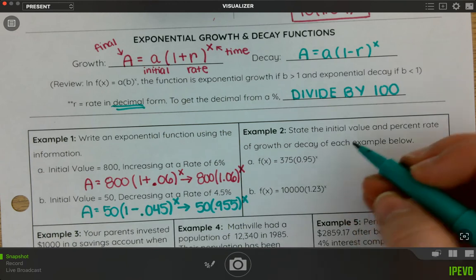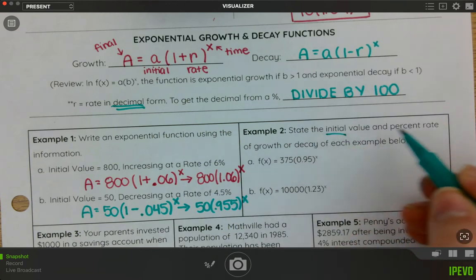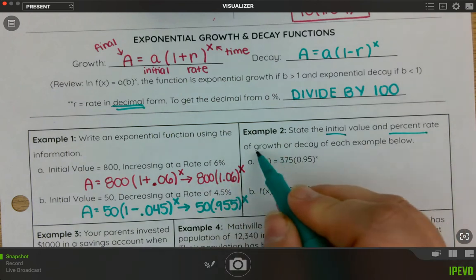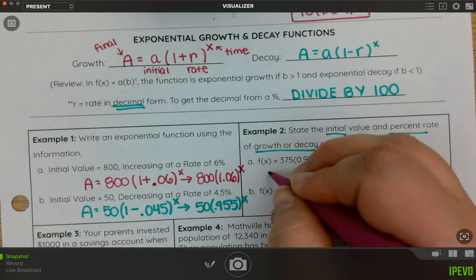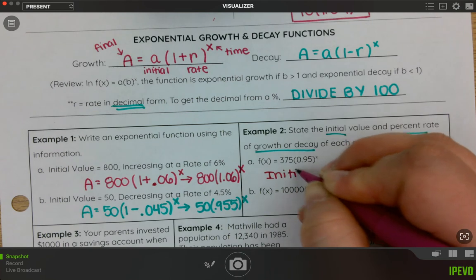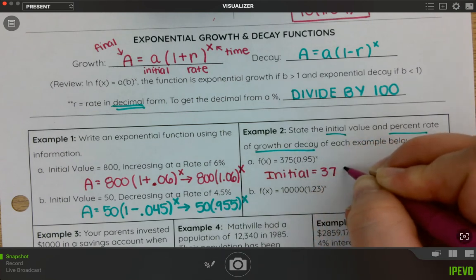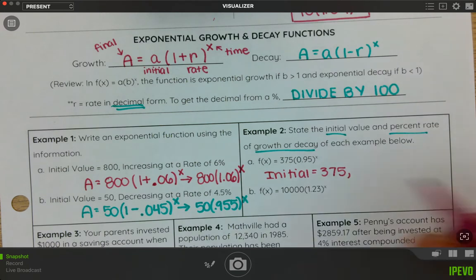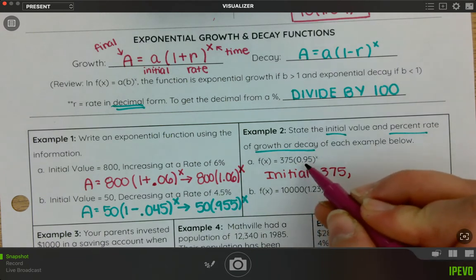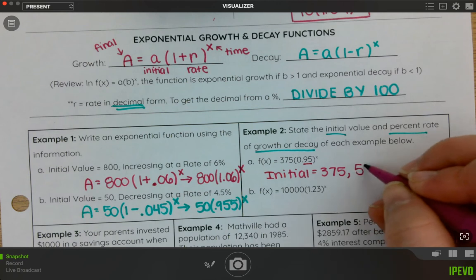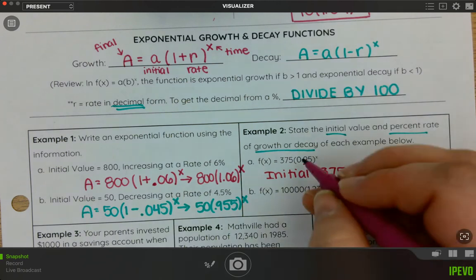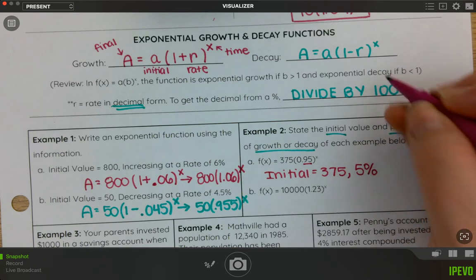And then over here, we're going to do 3 things. State the initial value, the percent rate, and whether or not it's growth or decay. So initial value is the number in front. That's 375 on this first one. And then here we have something less than 1. Whenever this is less than 1, you have 2 options. Number 1, do some mental math. What percent is missing from 100 if we were at 95? 5%. And it's going down because that's less than 1, so that's going to be decay.